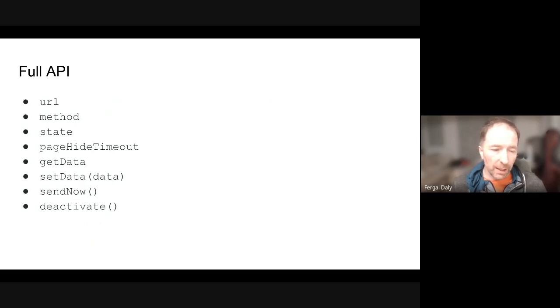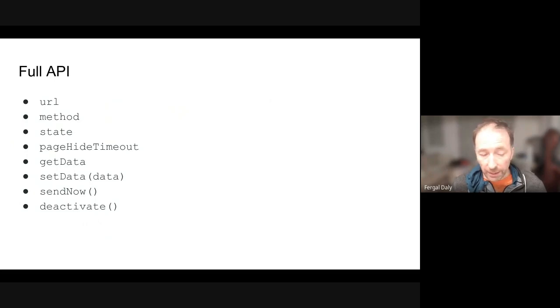Basically, Firefox, I think, will put a page into BF cache for up to 45 minutes or so. I think we measured that at one point. People may not want their beacons coming in 45 minutes after the page has gone into BF cache. They may want a shorter time limit on that. So the page hide timeout is there for that.